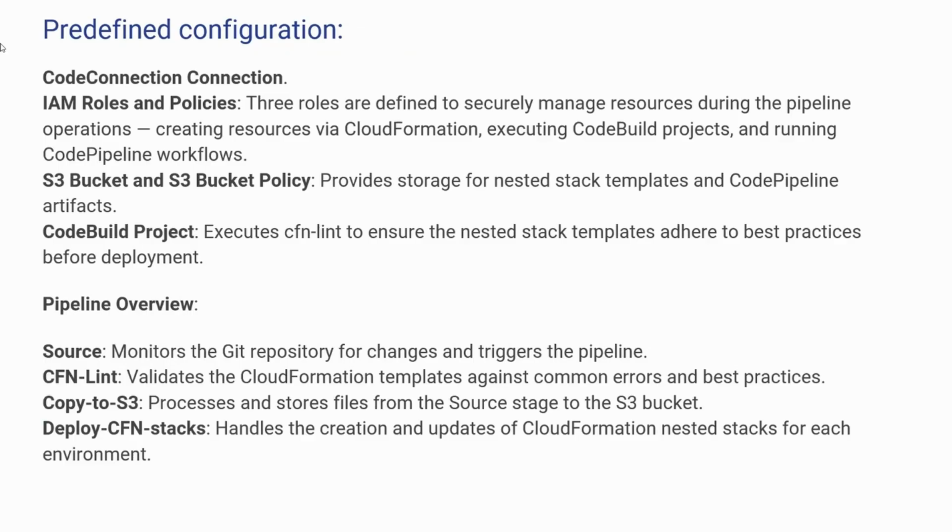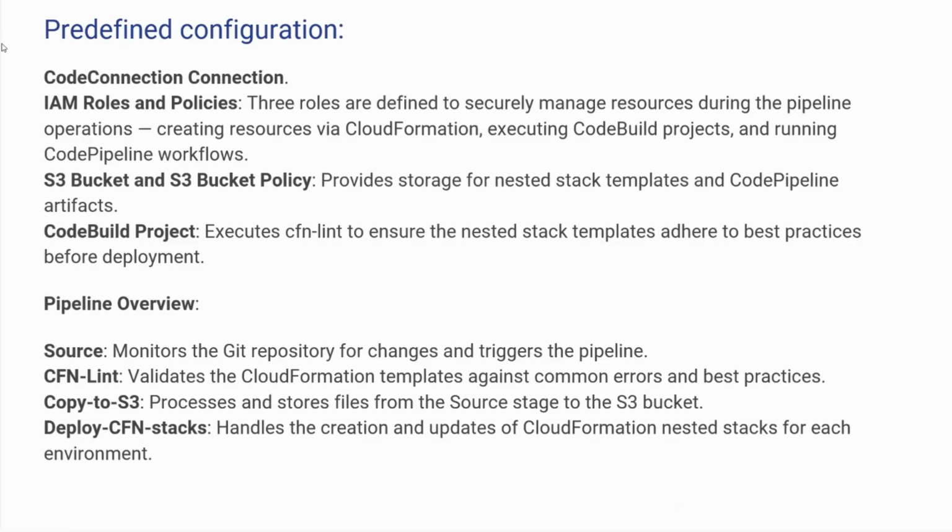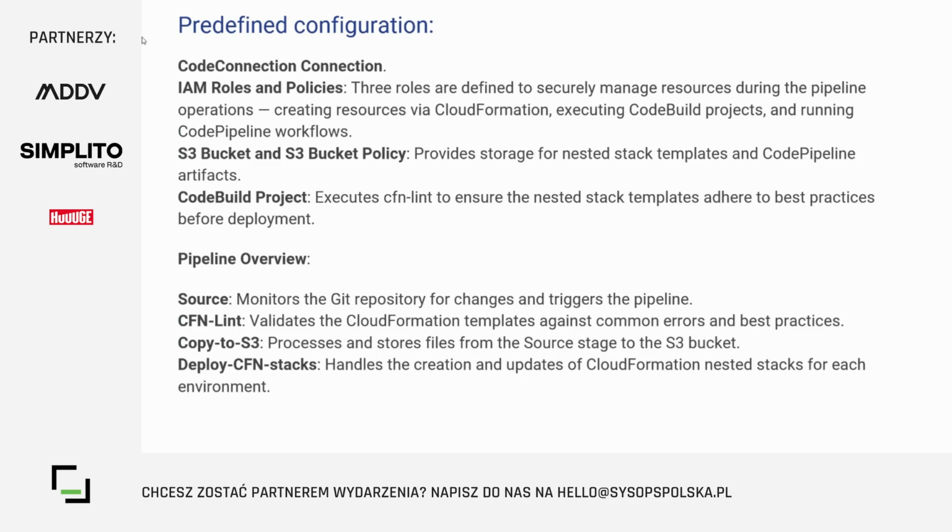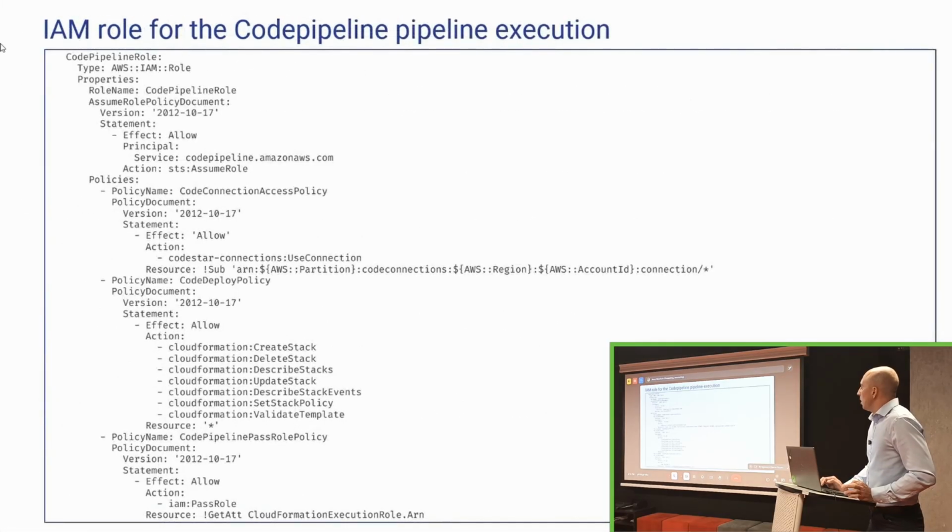IAM roles for access, an S3 bucket with an S3 bucket policy for storing our files for CloudFormation, and here, as an additional CodeBuild project in case we need, let's say, additional security for running a linter for checking our templates. In the mentioned pipeline, we also have stages: source, connectivity with our repository, safe and lint for the linter, copy to S3 for deployment, and deploy to CloudFormation.